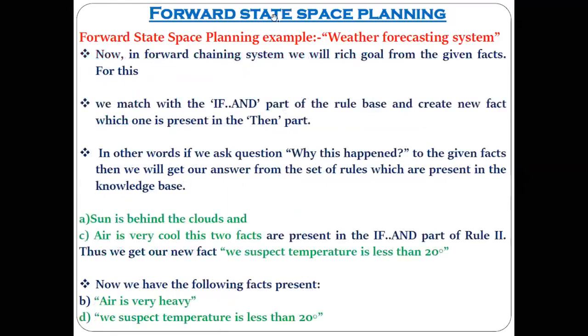Now, in the case of forward chaining, as we have discussed, we have to reach the goal using some given facts. How are we going to do this? We are going to match the if and part of the rule base, or the knowledge base. Where is the knowledge base given? In the rule section. Yes or no?